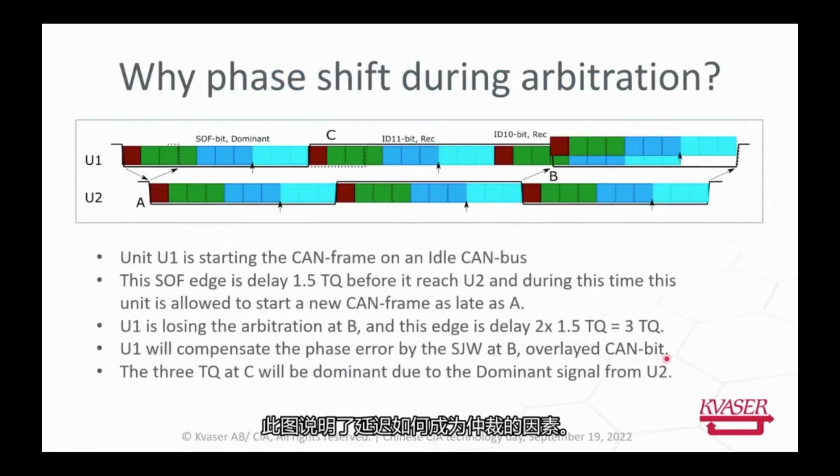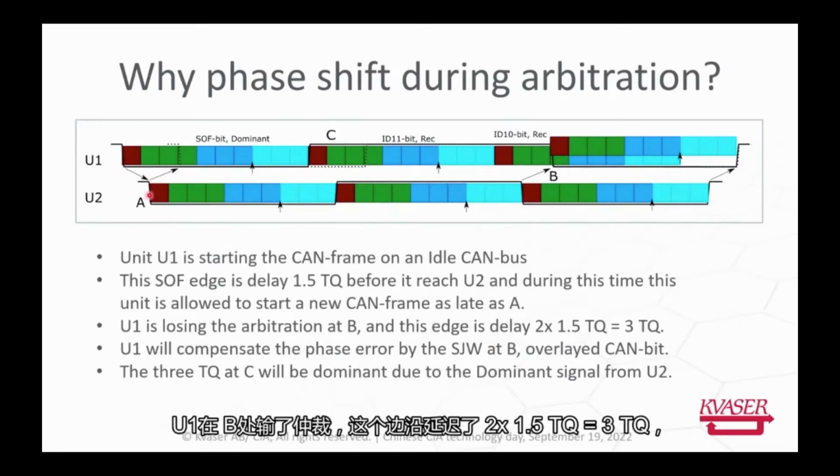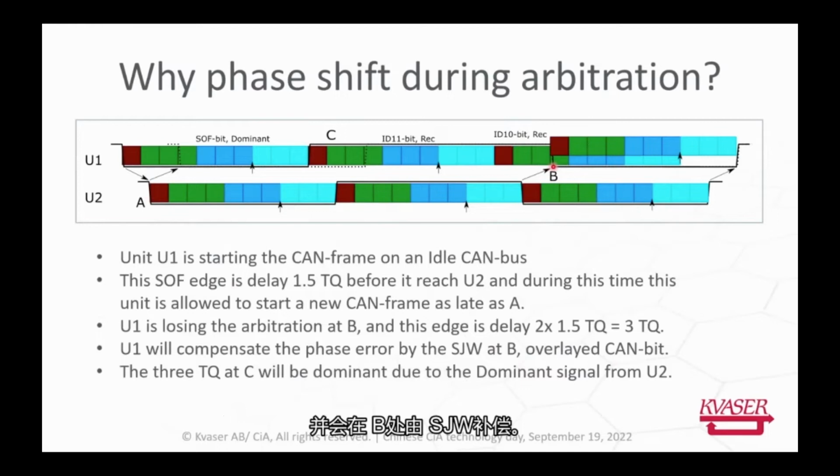This figure shows why delay is a factor during arbitration. Unit U1 starts a CAN frame on an idle CAN bus. This start of frame edge is delayed 1.5 time quanta before it reaches U2, and during this time, U2 is allowed to start sending a CAN frame as late as A. U1 is losing the arbitration at B, and this edge is delayed 3 time quanta and will be compensated by the resynchronization adjustment at B. The 3 time quanta at C will be dominant due to the dominant signals from U2.